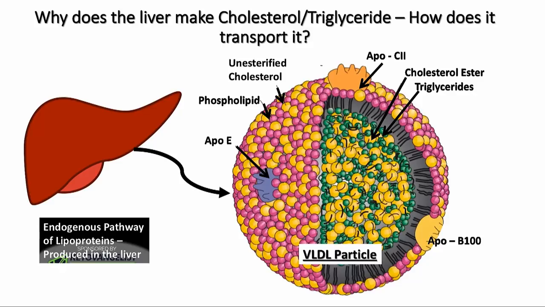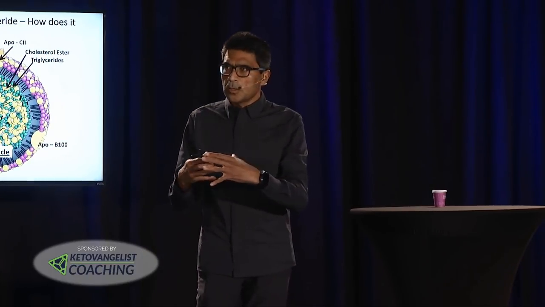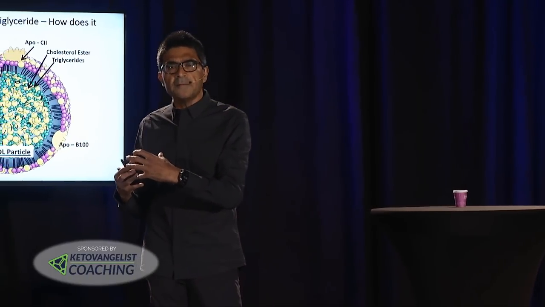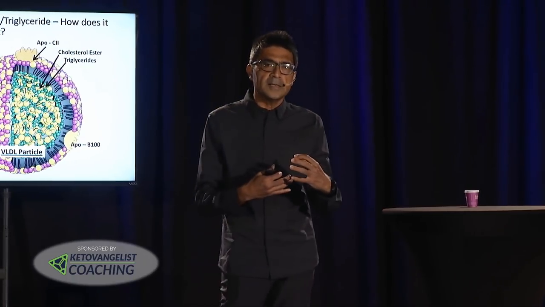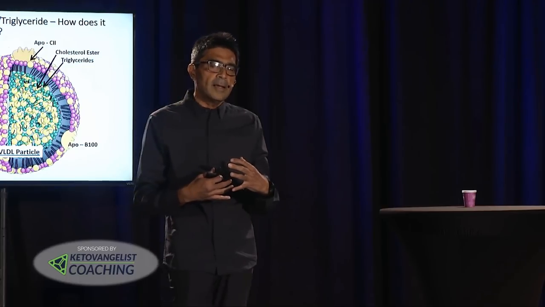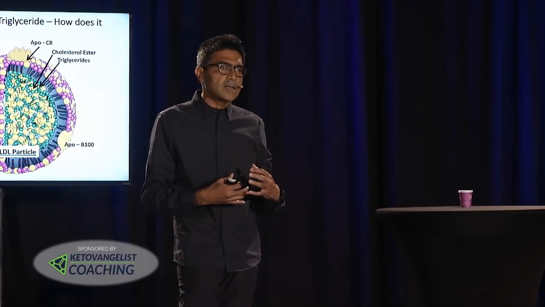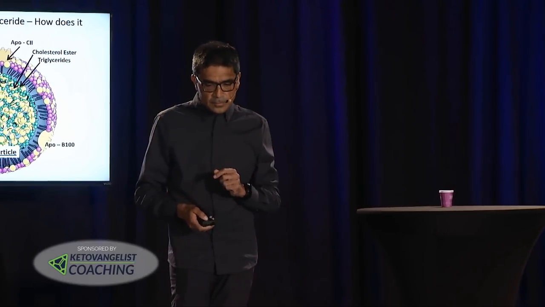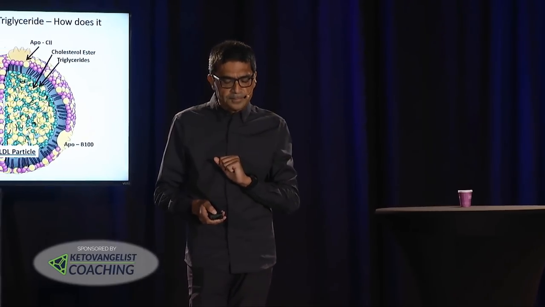Since it doesn't dissolve in blood, a lipoprotein is created, as you can see on the slide, which has an outer cover. The outer cover is made of phospholipids and proteins so that it can function in many different ways in signaling with different cells, in dissolving in blood, and being transported. And the cargo of this lipoprotein is cholesterol as well as triglycerides, which you see inside the lipoprotein.